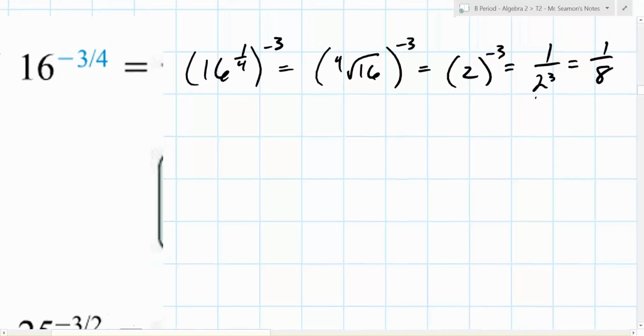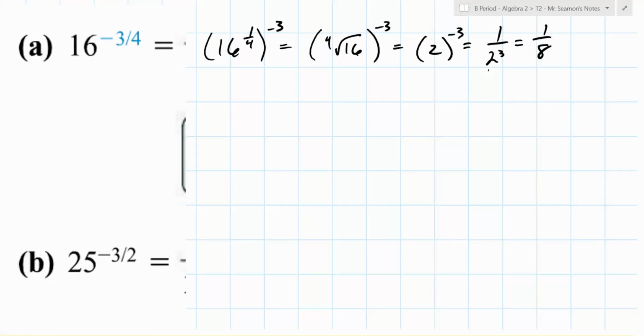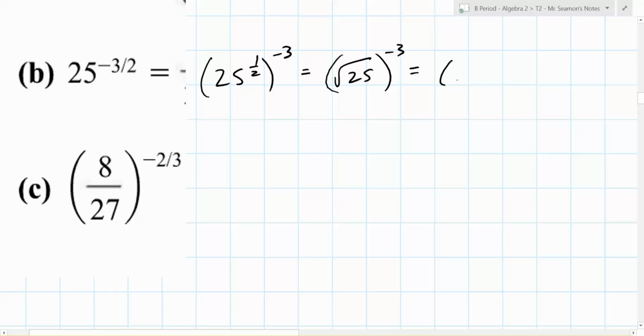Okay, so just hold on. Here, the way I would do this one is the same thing as before. Make it 25 to the 1/2, to the what power? -3rd. What does 1/2 power mean? Square root. So that's going to be the square root of 25, to the -3rd. That's 5 to the, so that's 1 over 5 to the third, which is 1 over 125.